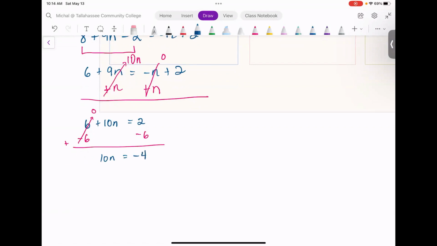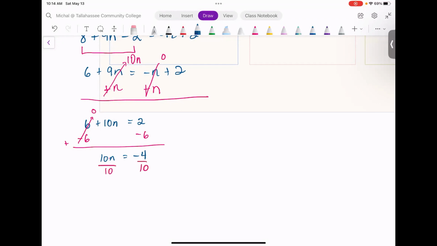Last but not least, I'm going to divide to isolate. What I want to do is figure out what operation is happening to n, and I want to reverse that operation using an inverse, using division instead of multiplication. Right now I have 10 times n, so I'm going to divide the left side of the equation and the right side of the equation by 10.